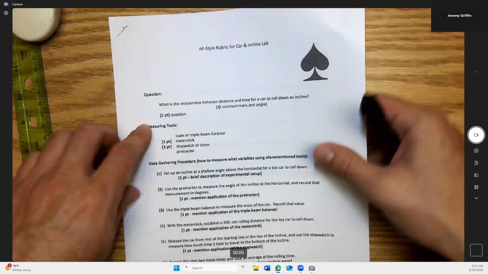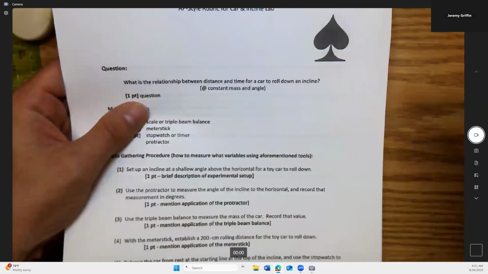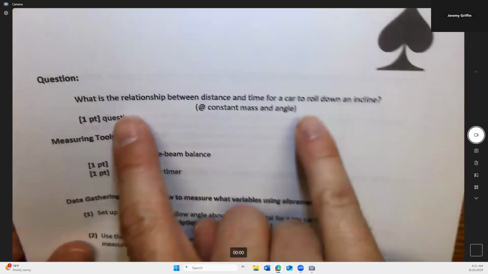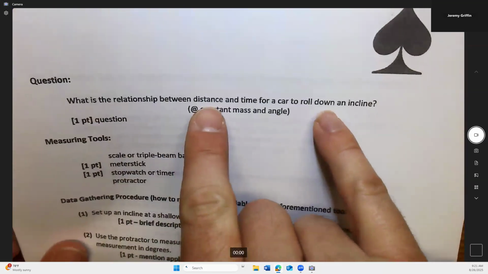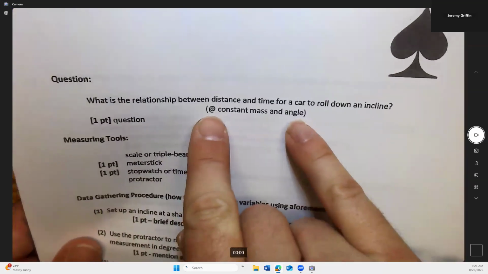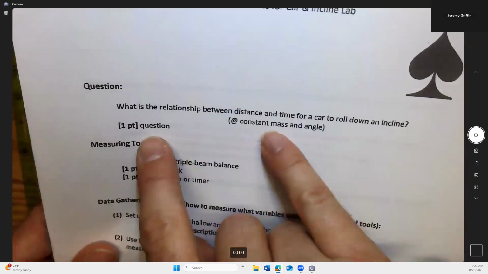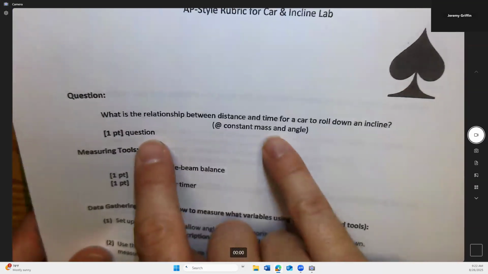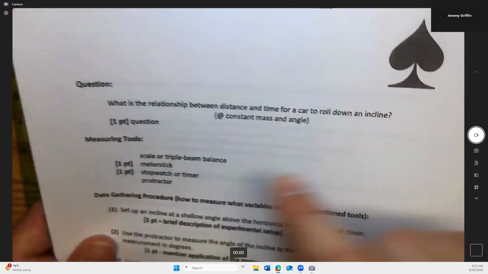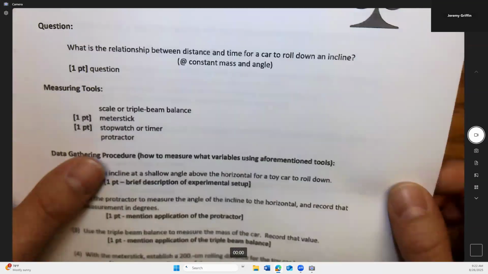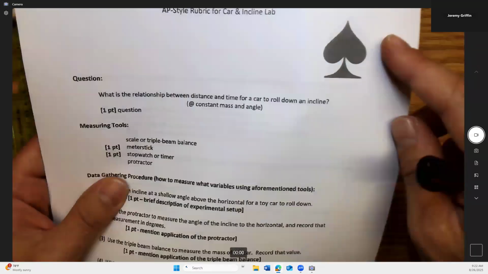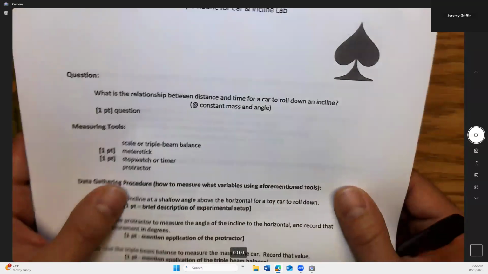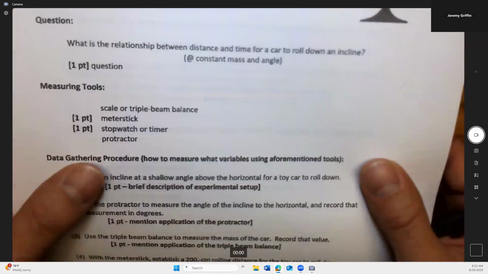The points here add up to 15 points, the same as on the AP FRQ that you're going to get in May. So if you got this exact question, something like what's the relationship between distance and time for a car to roll down an incline at constant mass and constant incline angle, and you wrote the relevant question based on your suit, give yourself a point. I'll go through this fast just for the video, and there's one for every suit. I also posted these to Google Classroom yesterday, so there's a PDF with all of them.